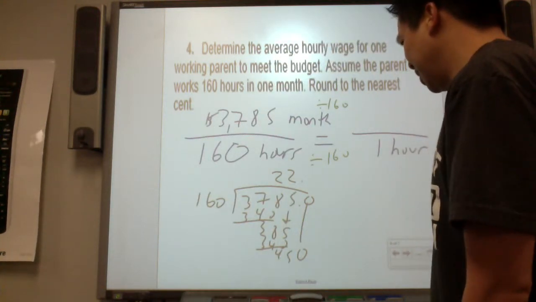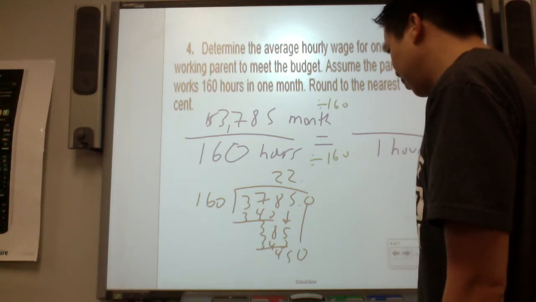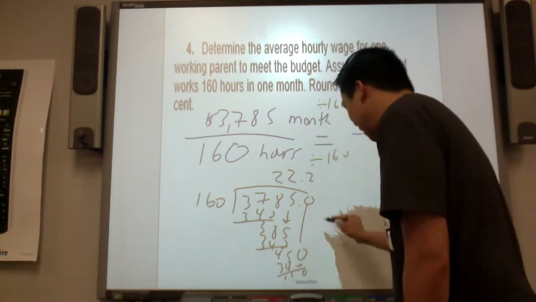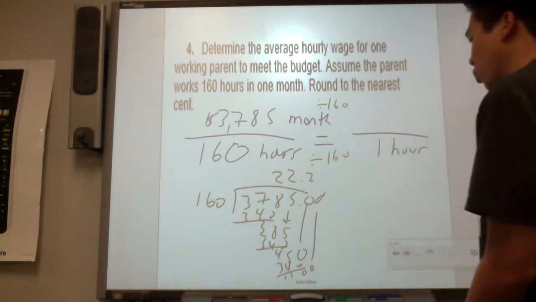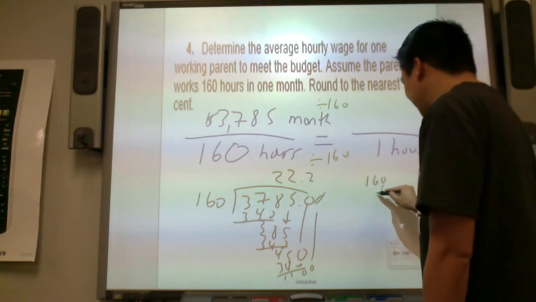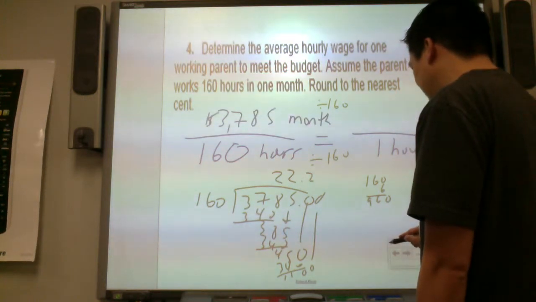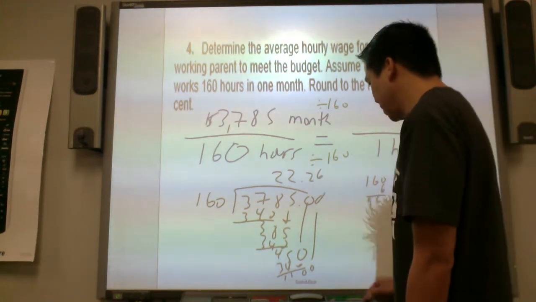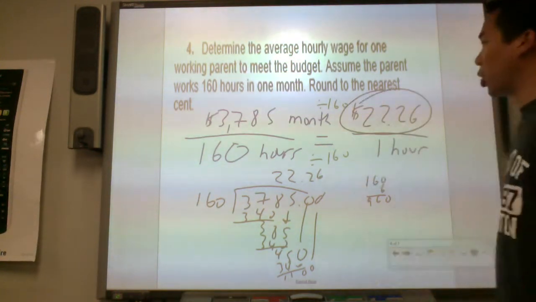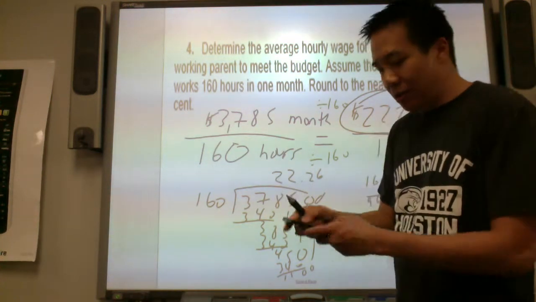I say 2 times again. That is 340. Remainder is 110. Let's do it one more time. How many groups of 160 go into 1,100? I think 6 times. Yeah, 6 times. So $22.26 per hour.